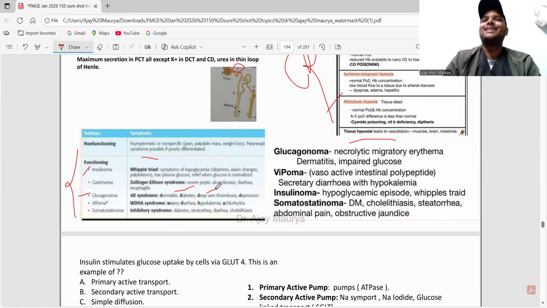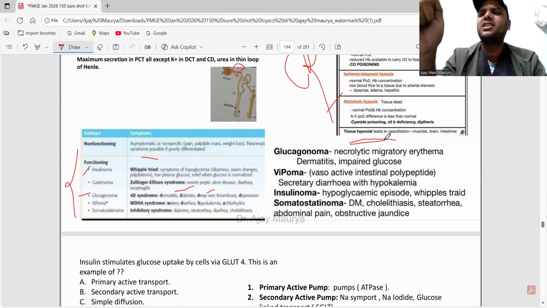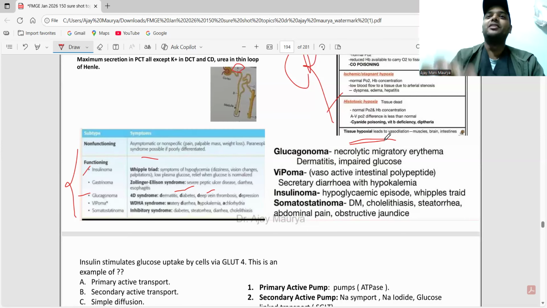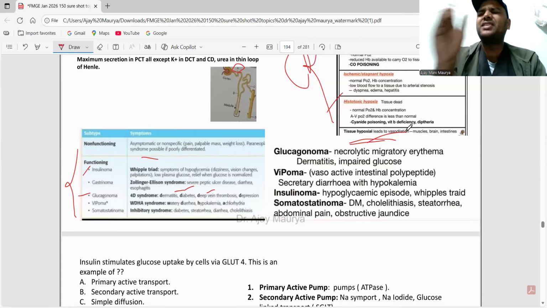Please, one minute. Please search in Google for necrolytic migratory erythema images right now. Please check. Sorry, I'm teaching glucagonoma, that only. So sorry. Please see here. Please go to Google, search it, and fix that image in your brain.